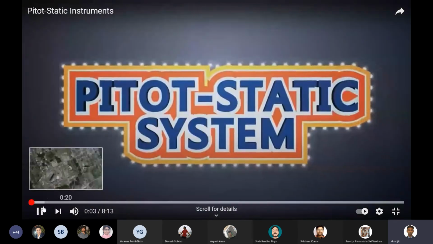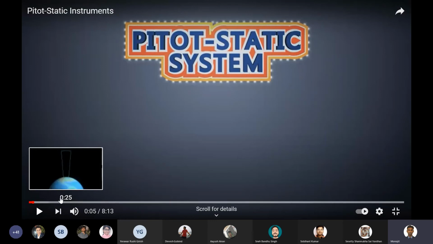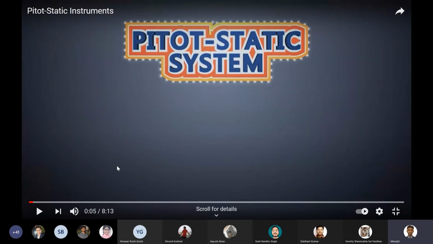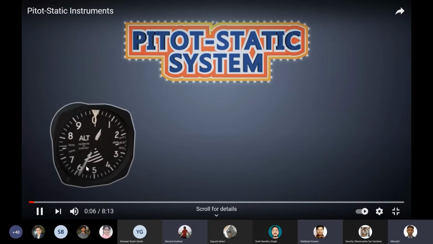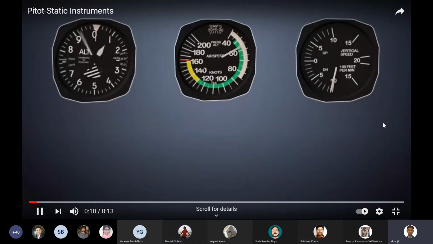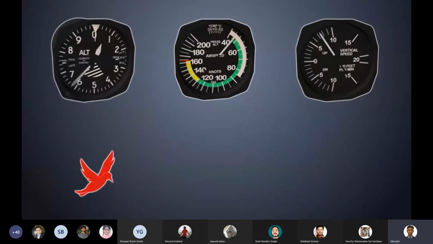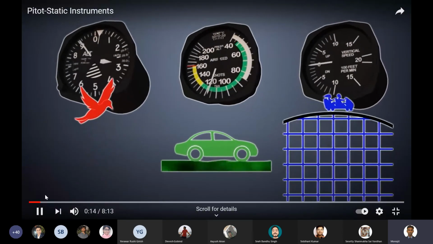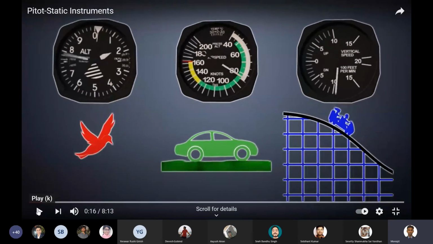The pitot-static system is connected to the airplane's altimeter, airspeed indicator, and the vertical speed indicator. These instruments tell the pilot how high they are, how fast they are going, and how fast they climb or descend. So how fast they are going, that is our concern. That we will focus on. The rest is for your interest, but this is where the pitot tube is of use.